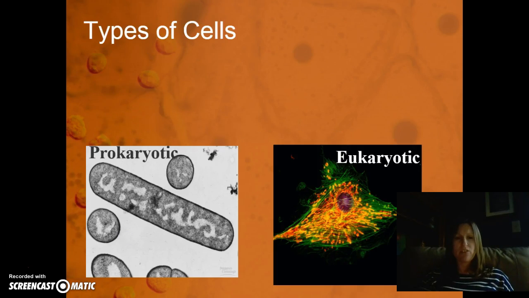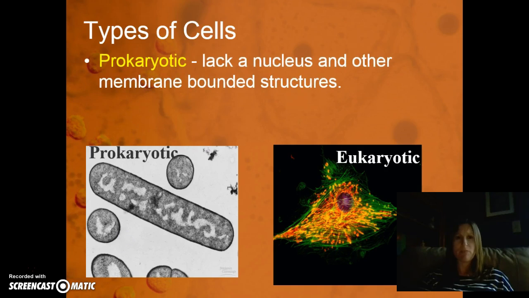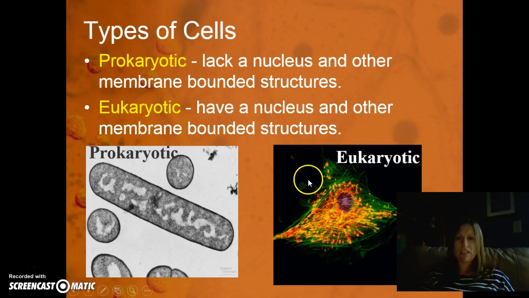If we look at cells, there are 2 big groups. One is prokaryotes. And these guys lack a nucleus and other membrane-bound structures. So we can see prokaryotes right here. The other are the eukaryotes. These have a nucleus and other membrane-bound structures. So I always remember this by: you carry a nucleus.